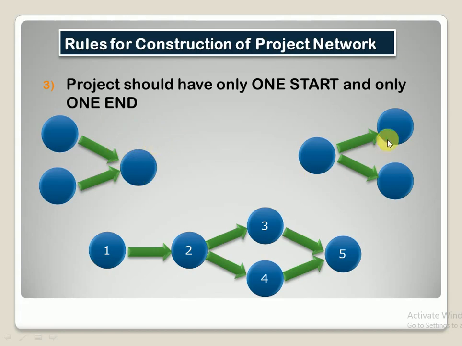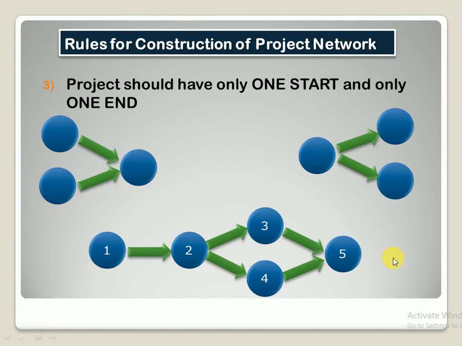In our second example, you can see that two activities are going on, and they share a common start node, and both activities are ending at two different nodes. So as per the rule, this also is incorrect, because the project should have only one start node and only one end node.